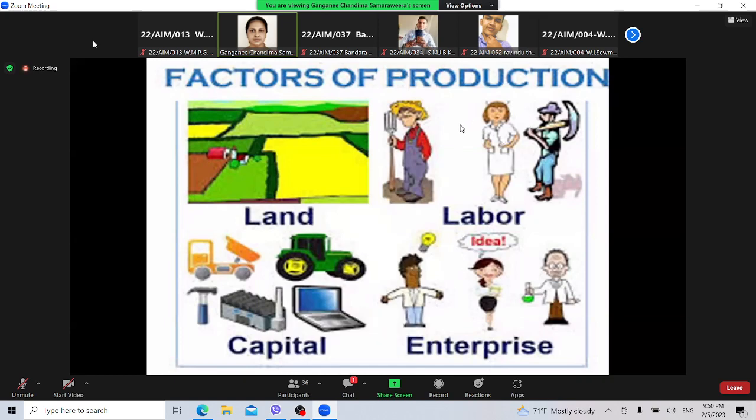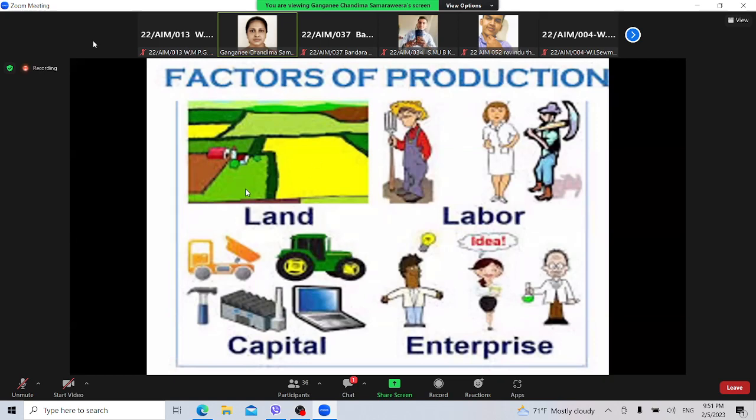Okay, very good. Then land, labor, capital, different capital instruments, maybe tractors, maybe computers, durables, and money also we can keep under this. And enterprise, that means entrepreneurs who are giving very good ideas to people. Though we have land, labor, capital, if we do not have good entrepreneurial skills with the enterprise, you may lose.